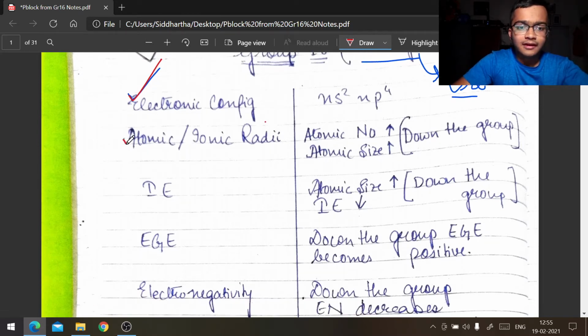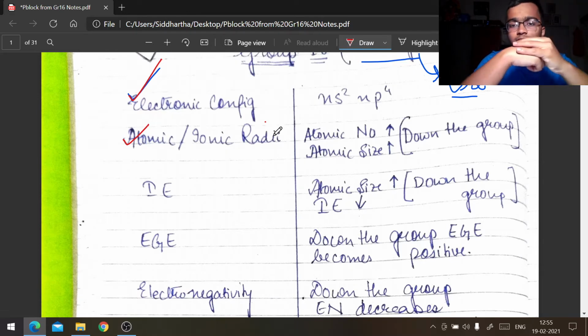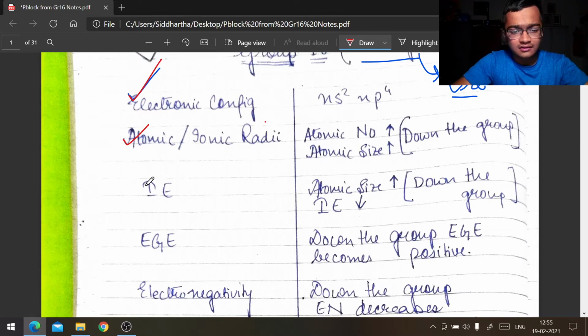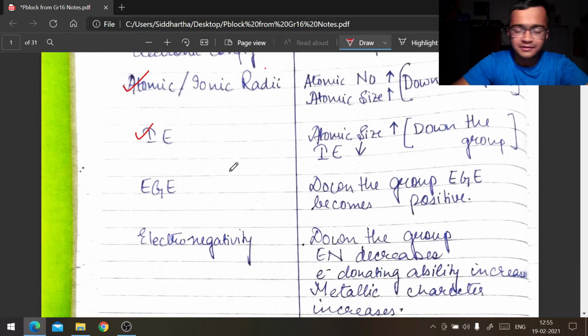Coming to atomic radii, the atomic size increases down the group as we move from top to bottom in the periodic table of group 16. We can see there is an increase in atomic number, and as the atomic number increases, the number of shells also increases, and hence the atomic or ionic radii also increases. This is IE, meaning ionization enthalpy. As the atomic size increases down the group, the ionization enthalpy decreases.